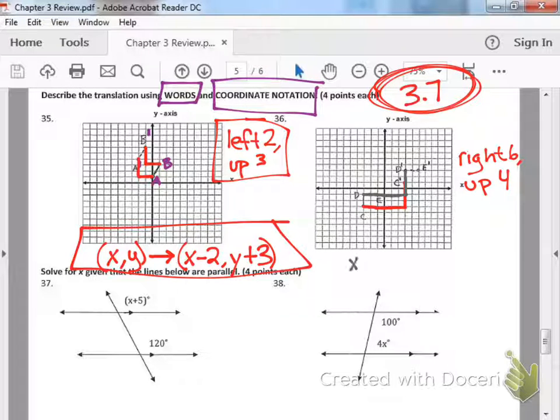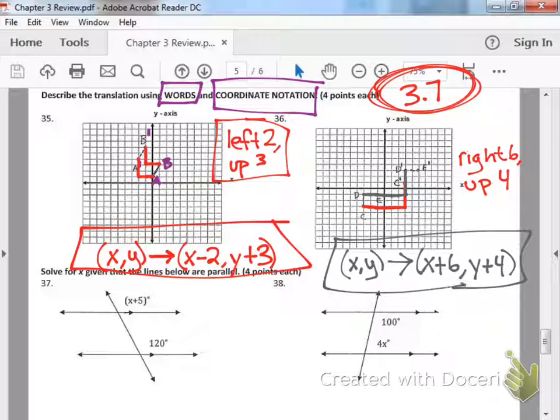Now in coordinates, remember I'm starting at some X, Y. I'm going to slide over by doing what? X plus 6 because you're going right. Good. Y plus 4 because you're going up. Wonderful. What are your questions?